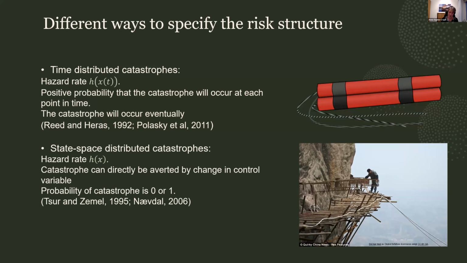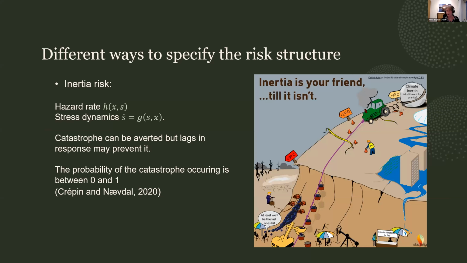It's happened a lot. Another way to model risk is what's called state space distributed catastrophe. Here, the risk is dependent not on time, but on where you are in the system. And if you know that you are in a safe space, you know that you will stay safe there forever. And then you can move around in the space. If you come to an unknown place, you can hope that you're not trespassing the threshold. If it turns out that you're not, then you know that that space is safe. If you're trespassing the threshold, then the catastrophe happens and you can't go back. But that's not the entire picture.